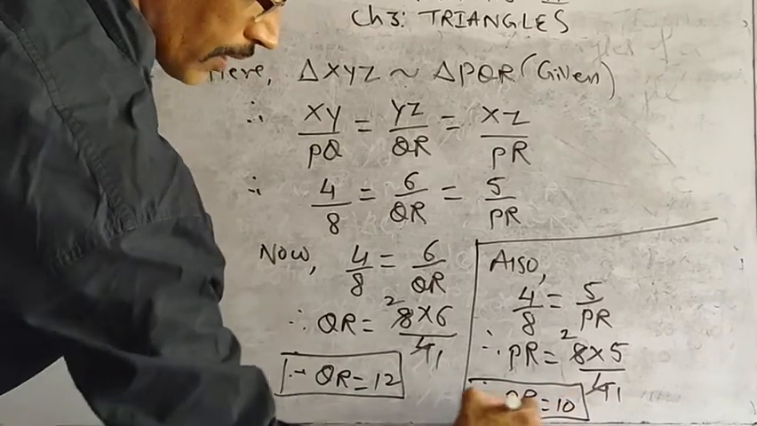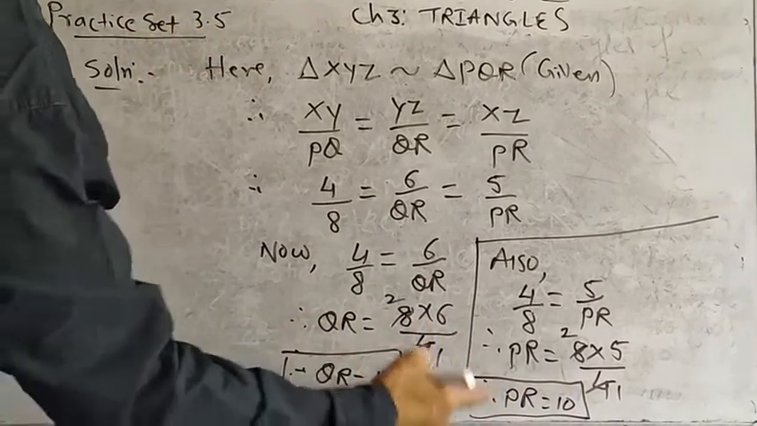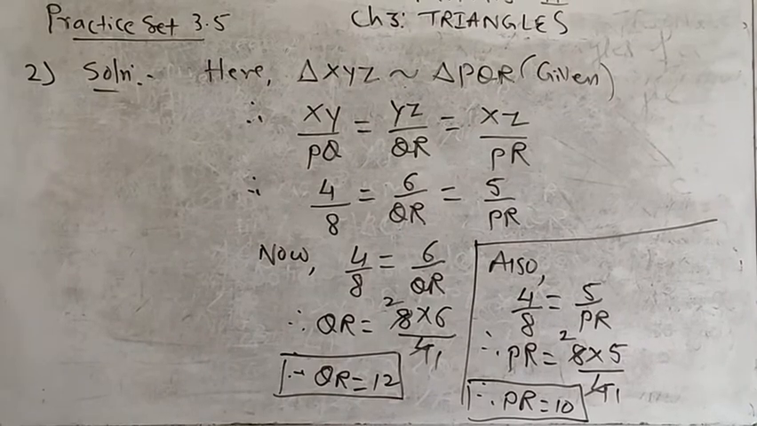So very easily you got the answer. QR is 12 and PR is 10. Copy it down.